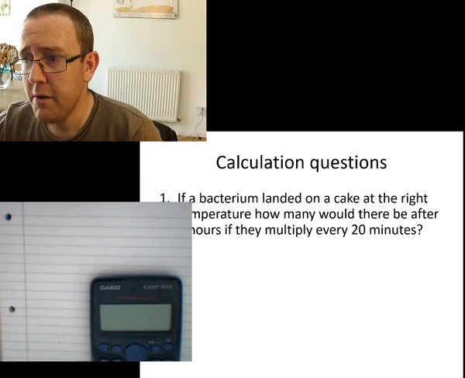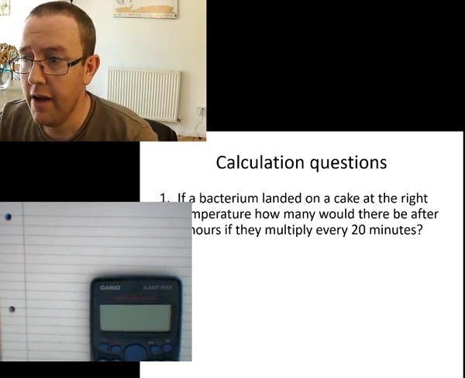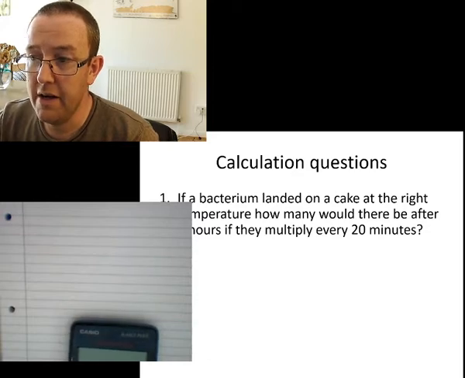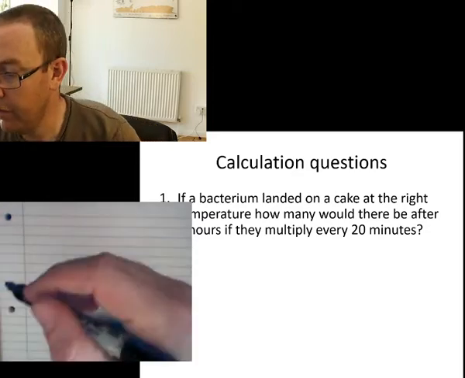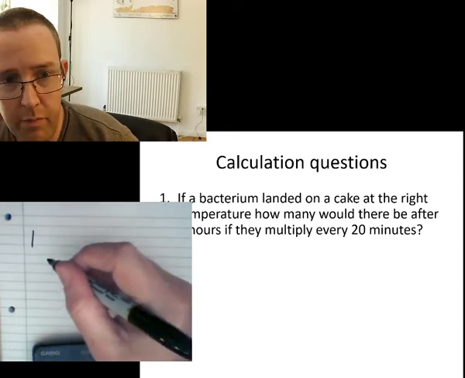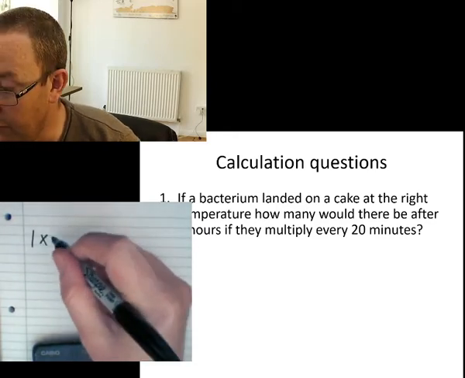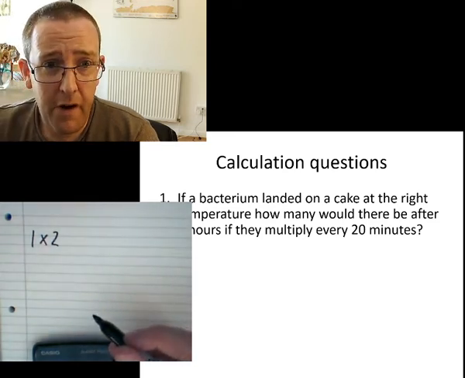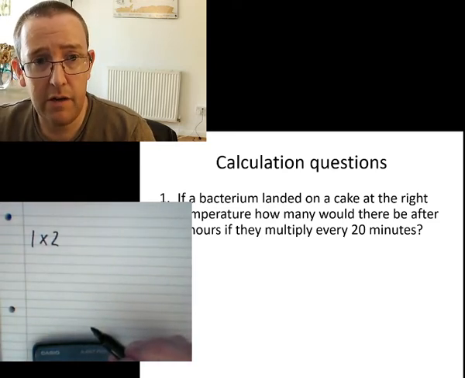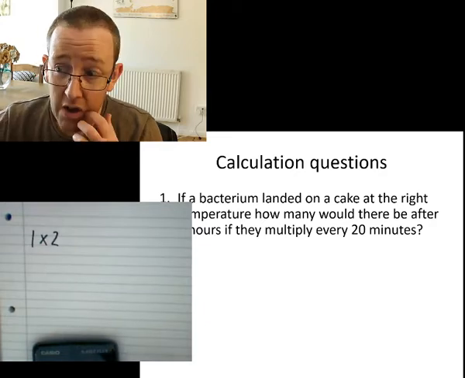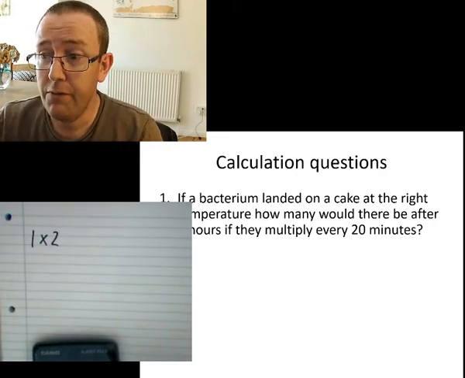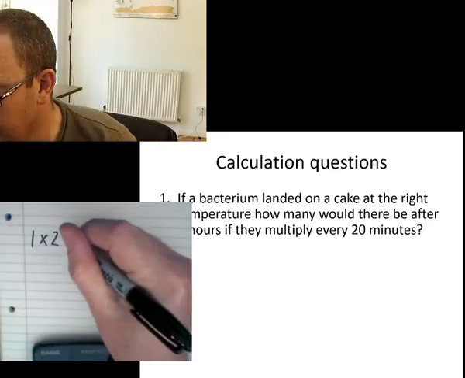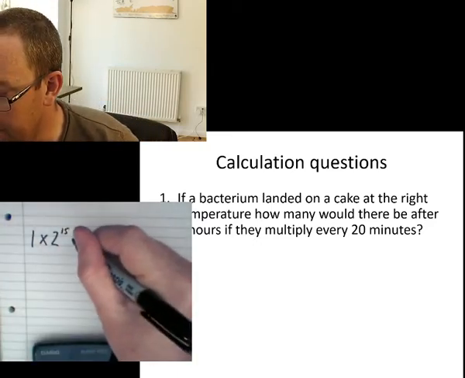So the first one: bacteria land on a cake at the right temperature. How many would there be after 5 hours if they multiply every 20 minutes? So the first thing we want to know is that it's one bacterium and they double every 20 minutes. In 5 hours, there are 3 lots of 20 minutes in every hour, times the 5, so that gives us 15 generations. 15 generations in 5 hours. That's 1 times 2 to the 15.